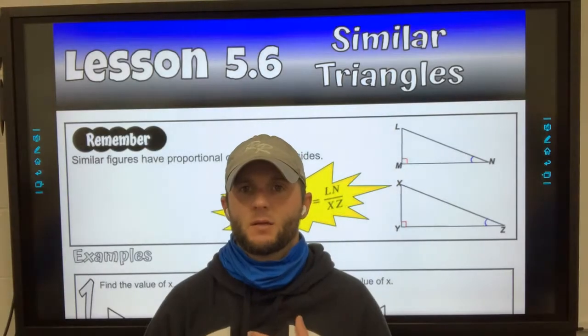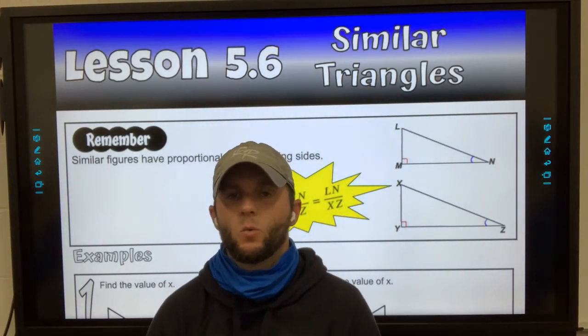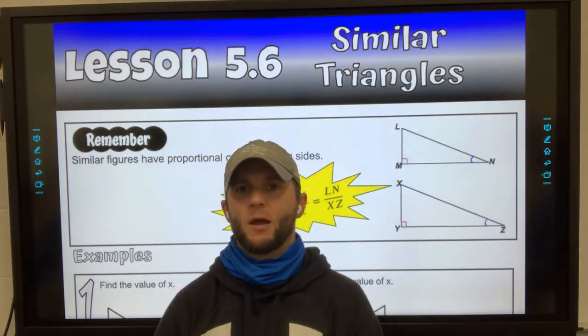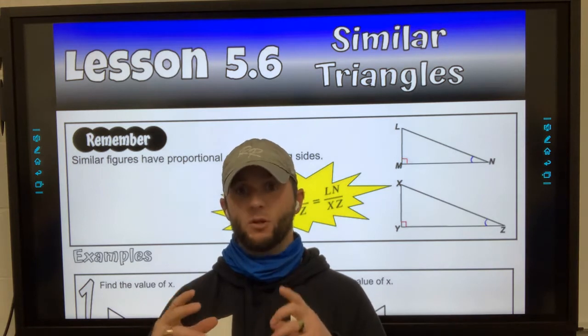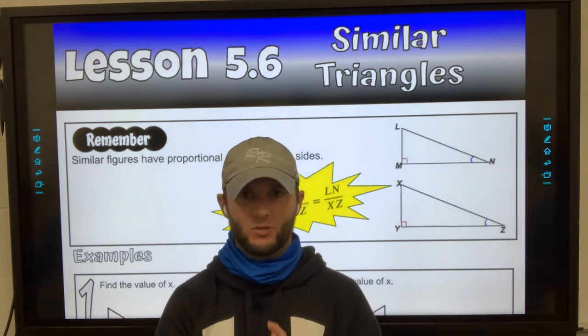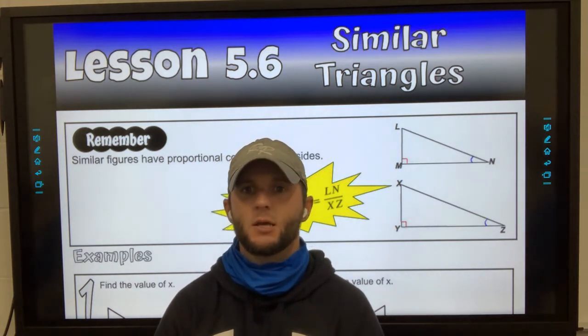What's up guys? So for today we're moving on to 5.6, which is dealing with similar right triangles. Remember, similar means the same shape but not the same size, and we can use that to find different sides by using two different measurements on triangles. So let's jump into it.